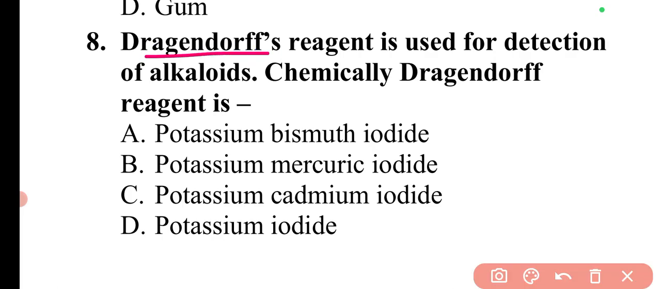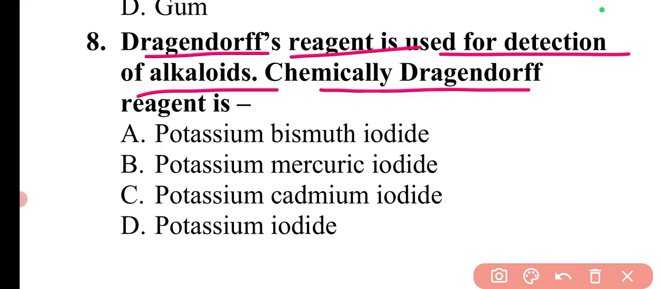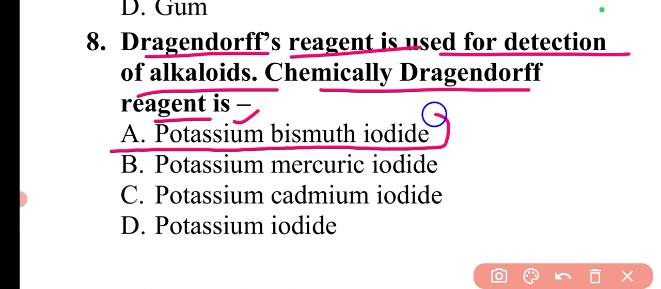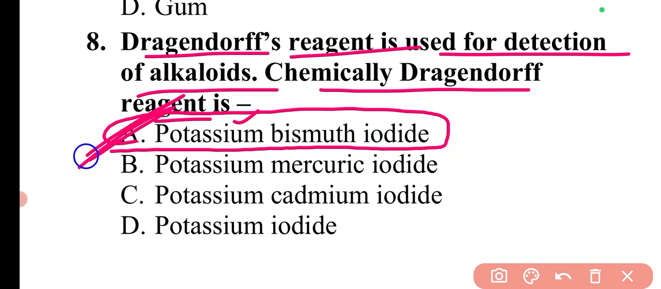Next question is Dragendorf's reagent is used for detection of alkaloids. Chemically, Dragendorf's composition is potassium bismuth iodide. So here option A will be the correct answer.